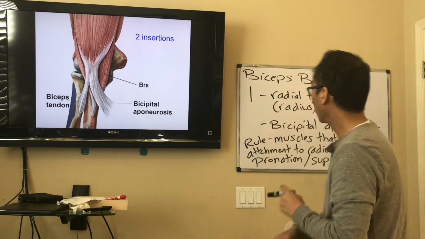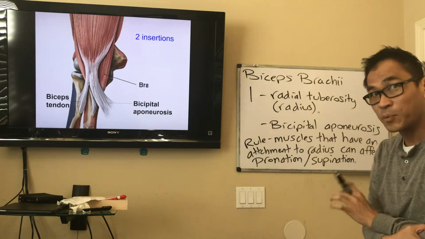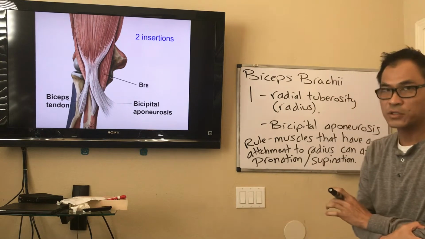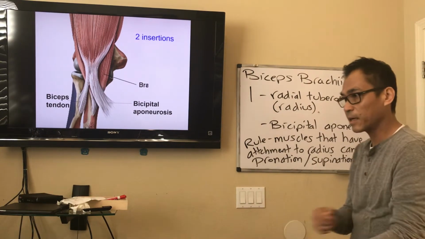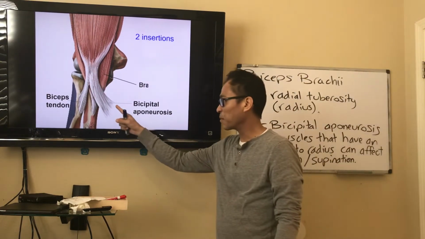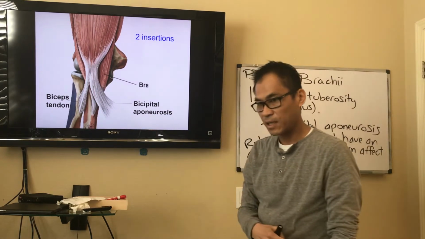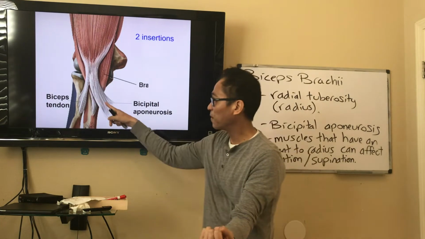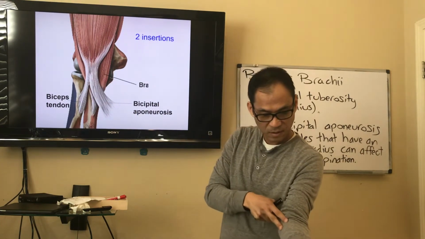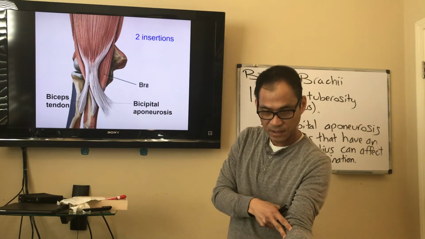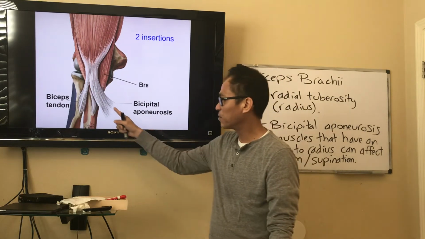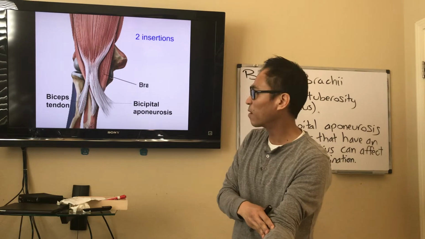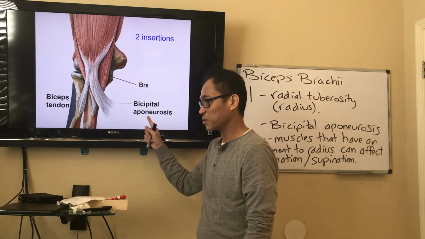Turns out the biceps brachii is a very powerful supinator. And we'll get to that on the next slide. In terms of this insertion here, the bicipital aponeurosis, if you clench your fist and feel on this part of the inside, you feel a tension there, and that's you tensing this tissue, making it feel hard right there. All right, so that's the other insertion.